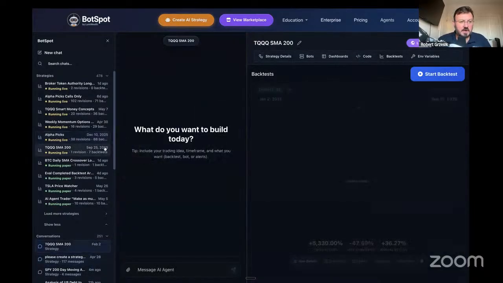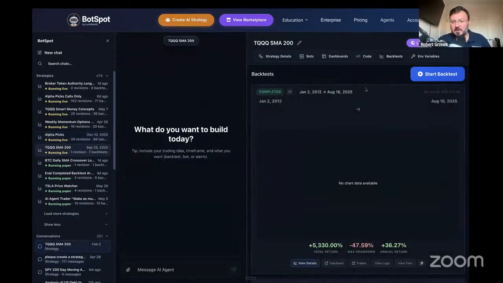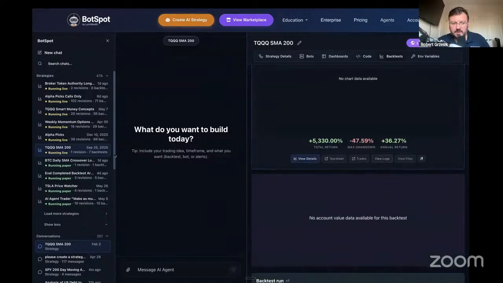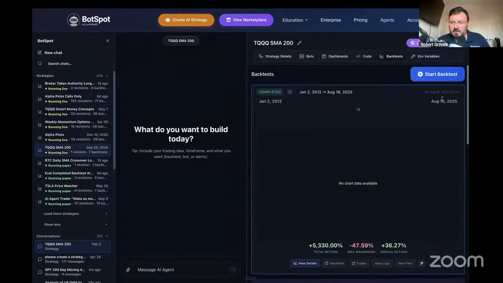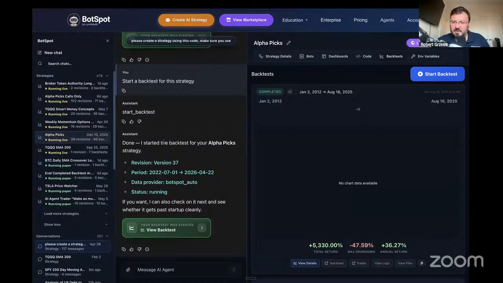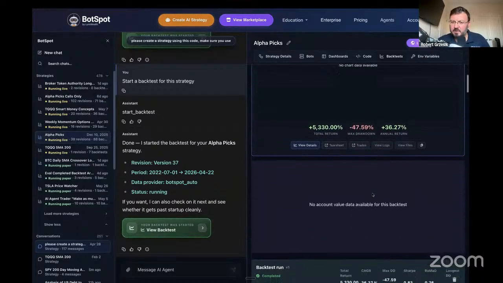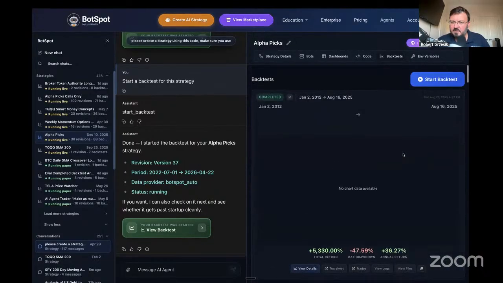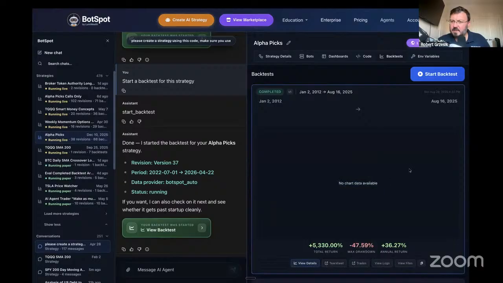Let's see if we do this on one that's a bit longer. Let's say this one here. So it's a 2 TQQQ SMA. The other one was, I don't know why the chart data isn't loading. That's weird. Why is this not loading chart data? Let's say AlphaPix. Does this have a backtest? No chart data. I don't know why it's not loading that. Maybe because these are older backtests. No chart data available. What the hell?